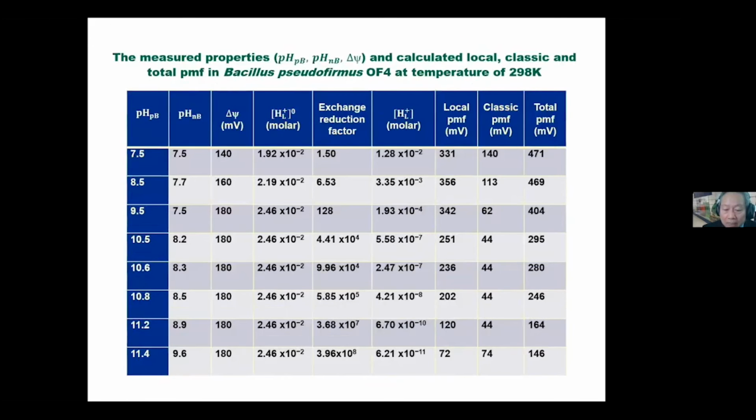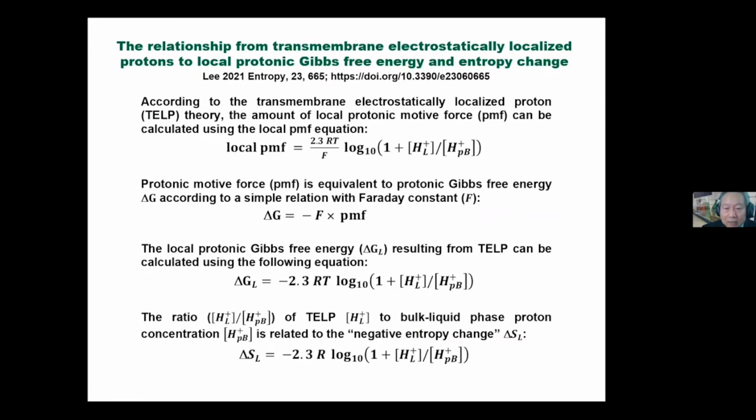So that's why we now understand that the energy comes from this term called the local proton motive force, the local protonic motive force. So where did it come from? Now we can also define the entropy change for this localized proton, which can be shown by this equation here. You see, right? You divide by T here, and you get that.